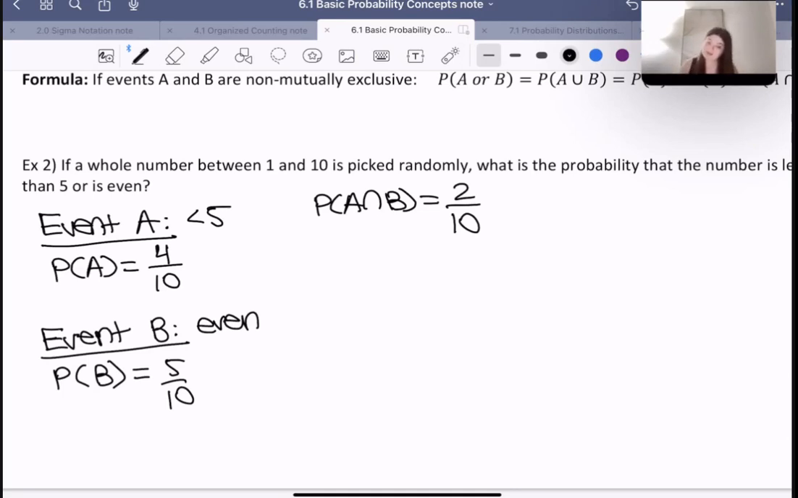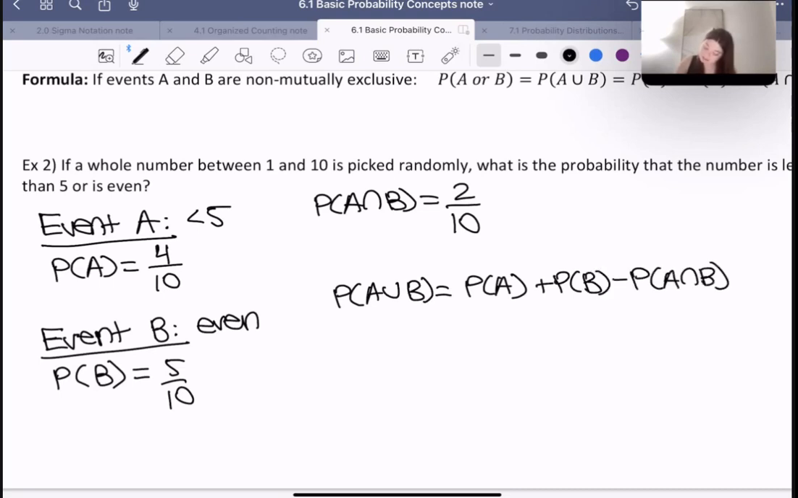So given this, we know that probability of A union B would be equal to the probability of A plus the probability of B minus the probability of A and B together, right? Minus the middle of our Venn diagram. That's going to equal 4 out of 10 plus 5 out of 10 minus 2 out of 10, which is equal to 7 out of 10.